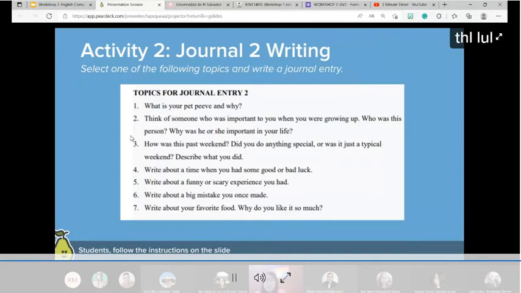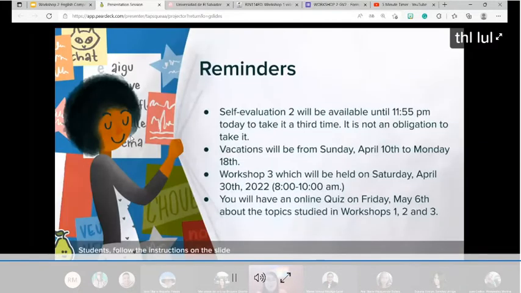We are not going to do this because of the time, but the topics for journal entry 2 are already there. So I have seen that 3 students have already submitted. So if one of the mistakes that I mentioned here is in your entry 2, please fix it because you still have time to check and correct. And we're not going to do this.